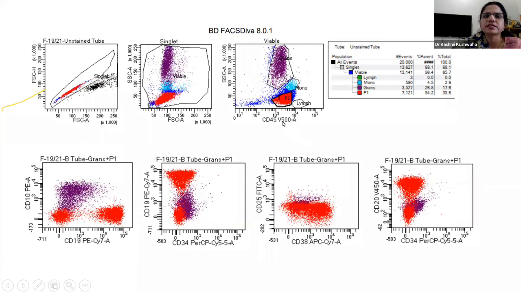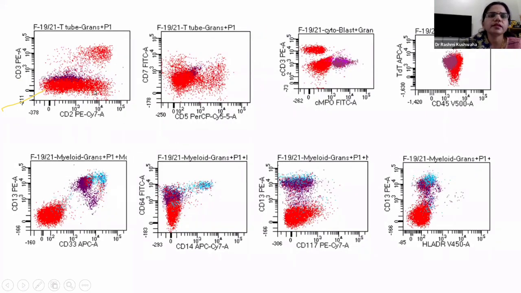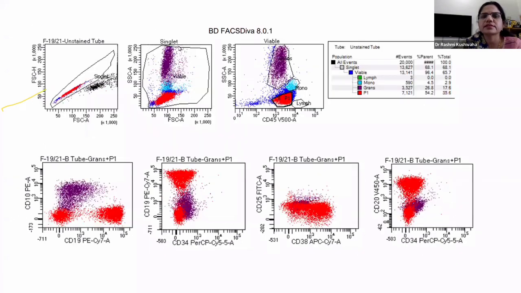There is absence of the immaturity marker CD34. There is heterogeneous expression of CD38. CD25 is negative. Bright expression of CD20. The T cell marker CD3 is absent. This must be some normal T cells which got gated on the CD45 versus side scatter plot. See, what we are getting here, we might be getting some normal T cells as well as normal B cells as well.